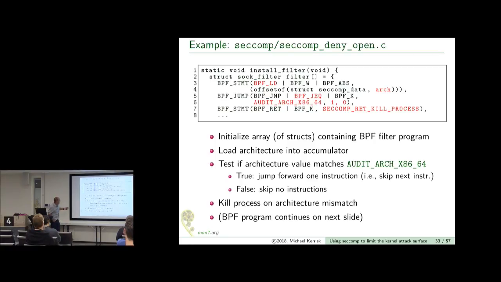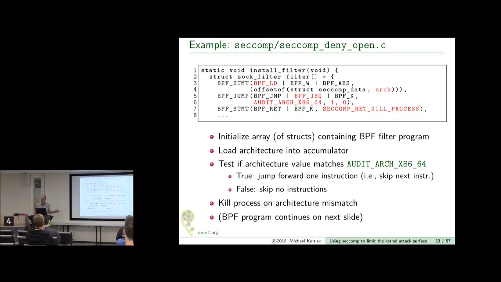Then do a jump equality test. Is the word in the accumulator equal to the value in the operand? The value in the operand is this constant ARCH_X86_64. I'm asking, am I currently executing on x86-64? If I am, I'm going to jump forward 1 instruction, skip the next instruction. Otherwise, I'm going to jump forward 0 instructions, kill the process. Okay, we're not on the architecture we expected.